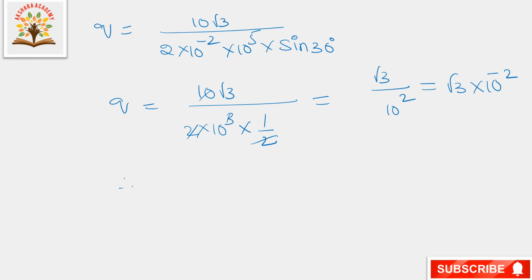So therefore charge, magnitude of charge q is equals to root 3 into 10 to the power of minus 2 coulombs. This is the final answer. Okay, next we will go to the next question.